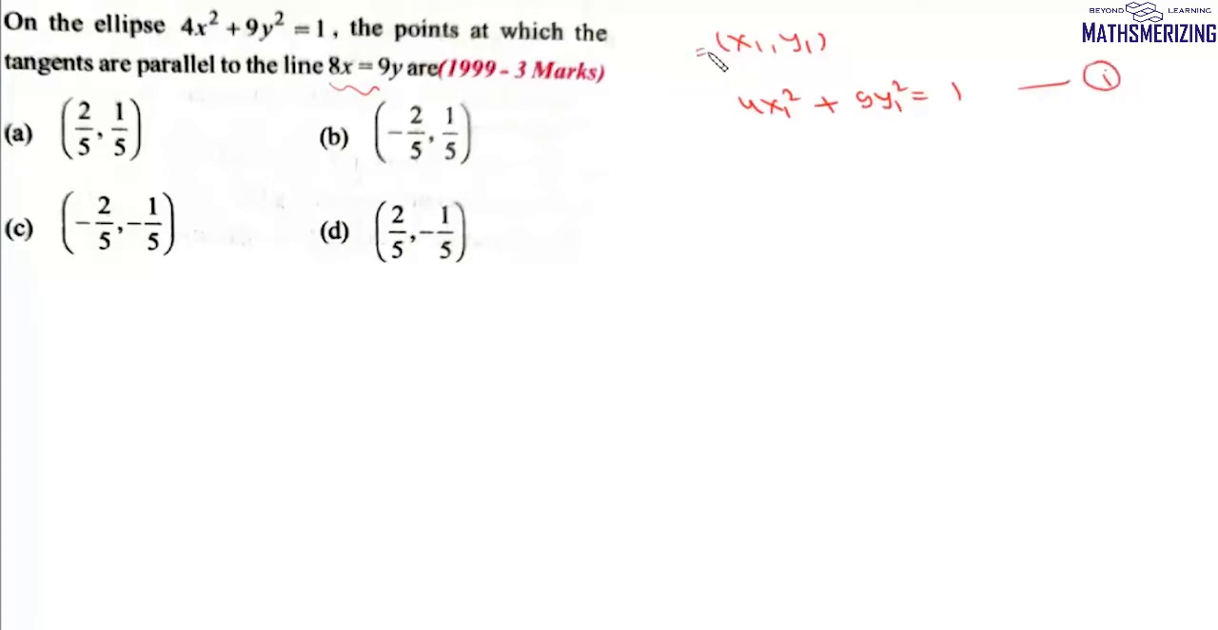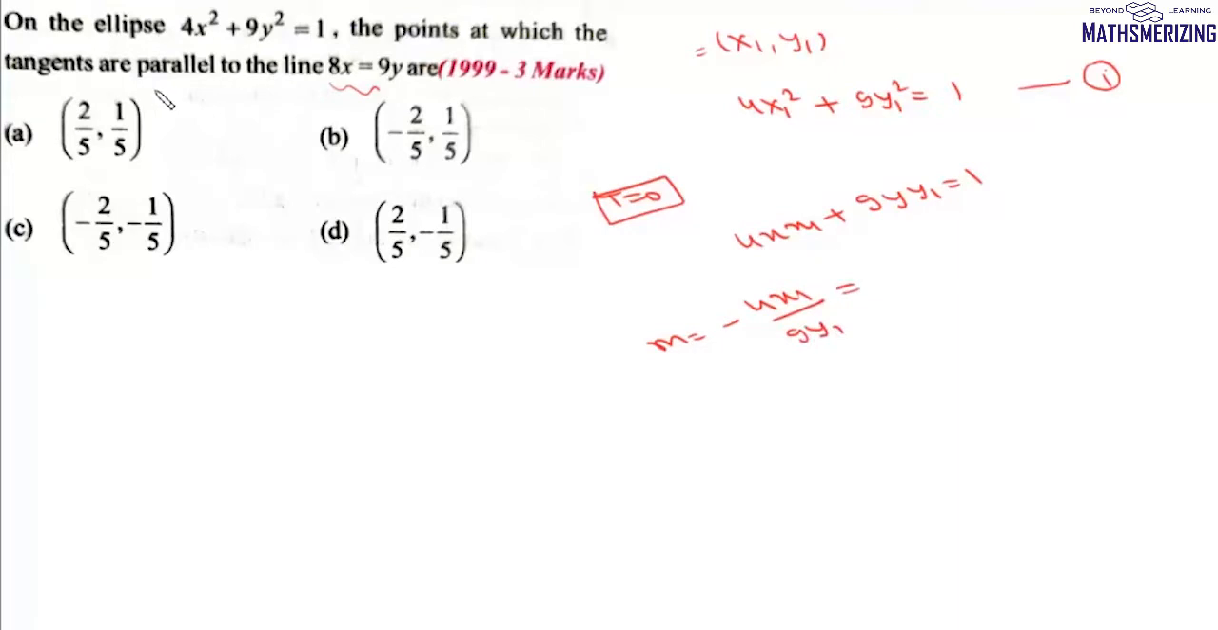Now at this point, we know that the equation of tangent is given by T equals 0. So we'll find T equals 0. Its equation will be 4x x1 plus 9y y1 is equal to 1. Now what is the slope of this line? Slope of this line is minus coefficient of x upon coefficient of y. So there will be minus 4x1 upon 9y1.